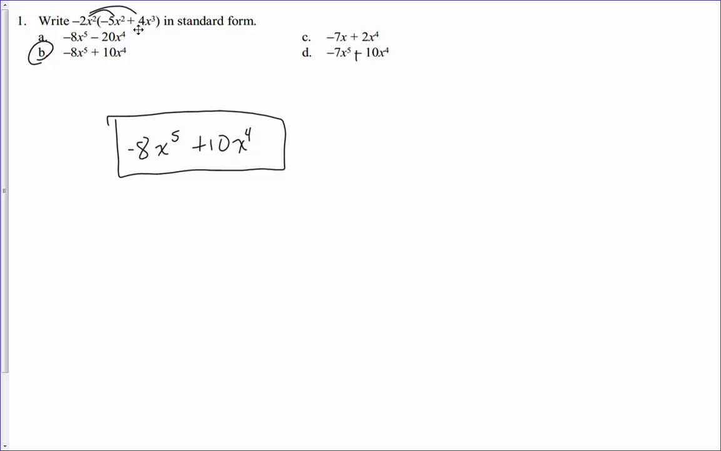Now, when you first multiply this together, you get this term first. The reason I wrote it last, though, is because the question says in standard form. So since we needed it in standard form, your exponents need to decrease. So I put the fourth last and the x to the fifth first. All right, and then your answer is, of course, B.